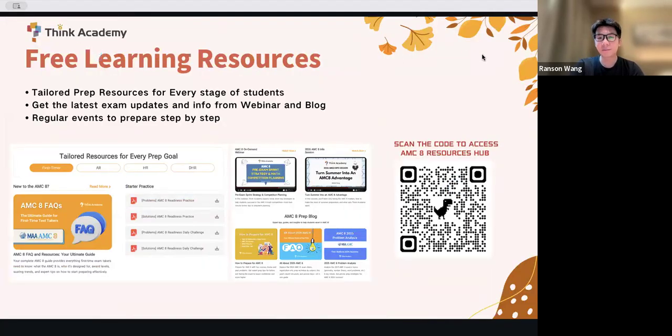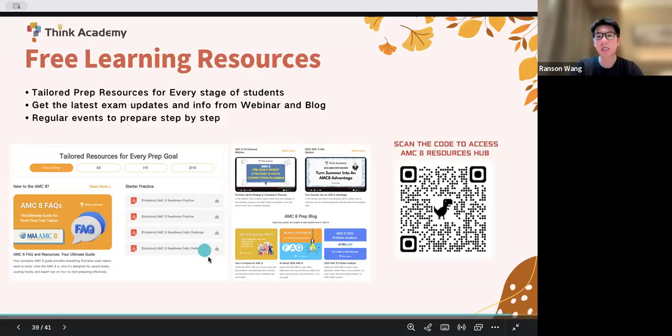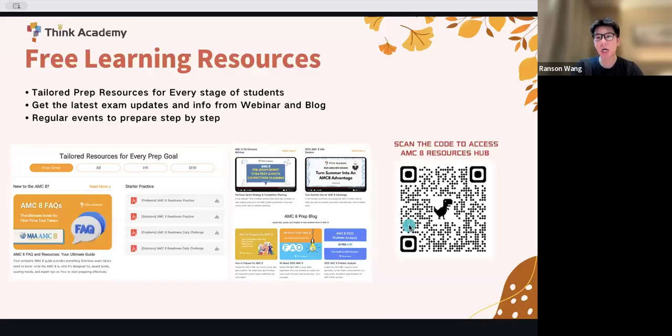Some of the free learning resources we can provide: right now we have an MCA Learning Resources Hub. You can scan the code to access it. It includes tailored prep resources for every stage of the students. You can also get the latest exam updates and information from a webinar or a blog, and there are regular events to prepare for the MCA step by step. Those are the free learning resources you can get by scanning the QR code.